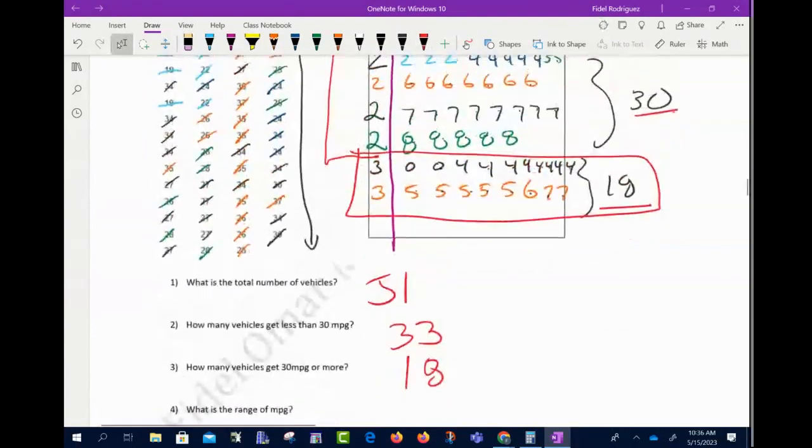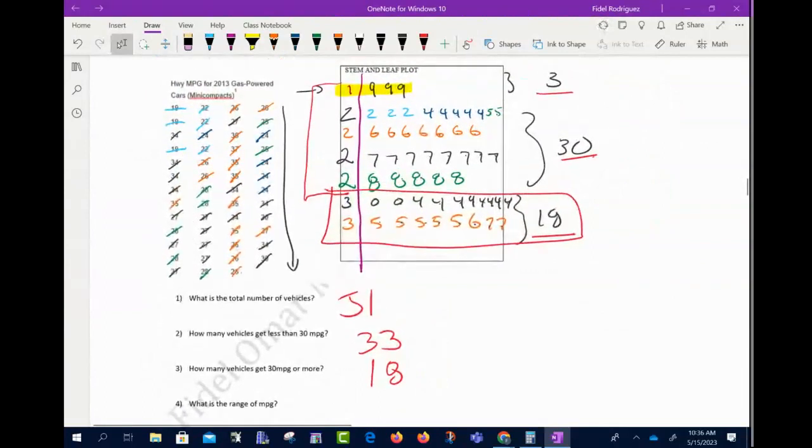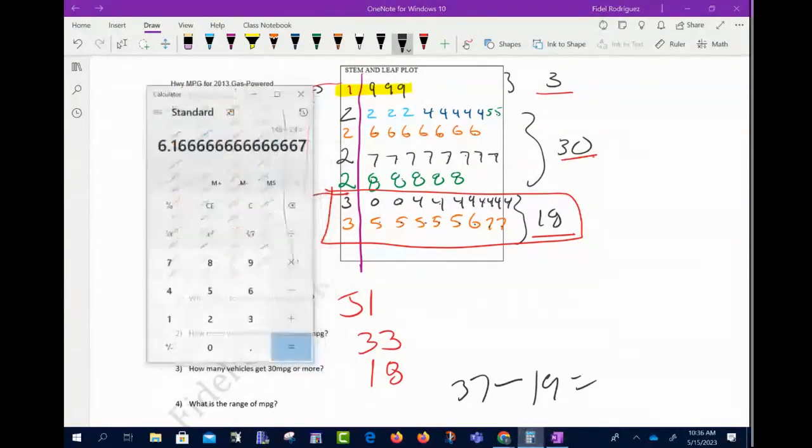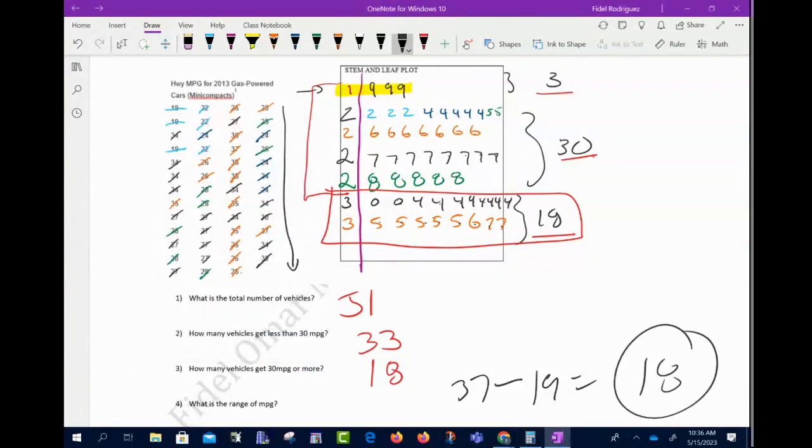Okay, what is the range? Do y'all remember what the range was? The highest number minus the lowest. What was the highest number we had? 37. What was the lowest? 19. What's 37 minus 19? 18. That tells me that the car ranges in miles per gallon, y'all, range by 18 miles a gallon, right?